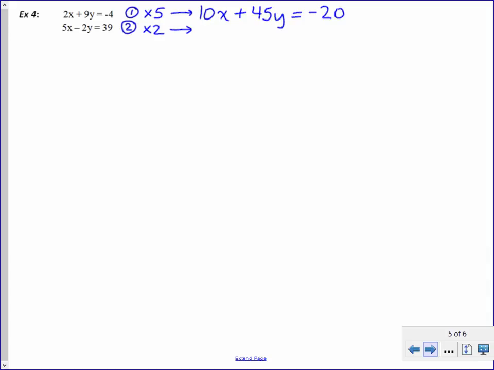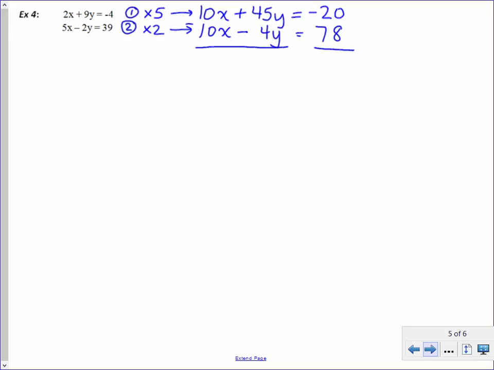And now I'm multiplying by 2. 5x times 2, 10x. -2y times 2, -4y. 39 times 2. All right. And I have done the appropriate multiplication to make the 10x's be matched up. Do I add or subtract to eliminate 10x? Subtract, because both those 10x's are positive, which means they're the same sign. So same sign, subtract: 10x minus 10x, 0x.